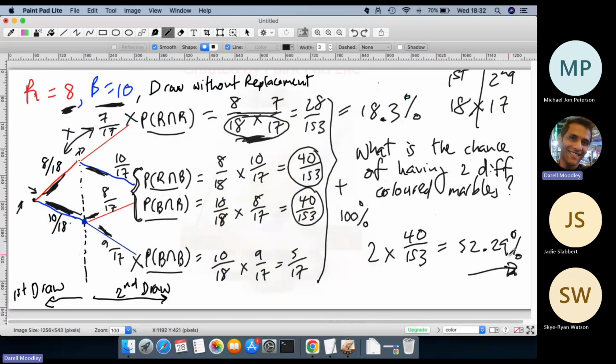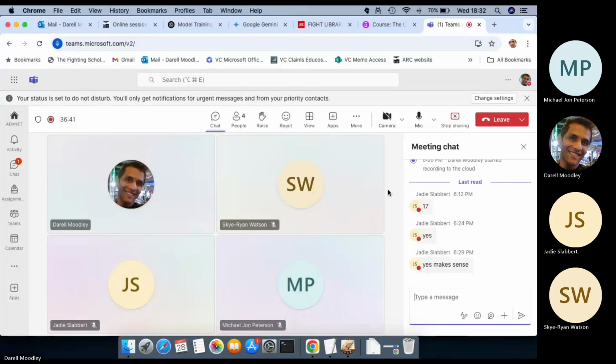Okay, so that's probability trees. I hope you understand this. Are there any questions on it? All good? Anything is unclear?